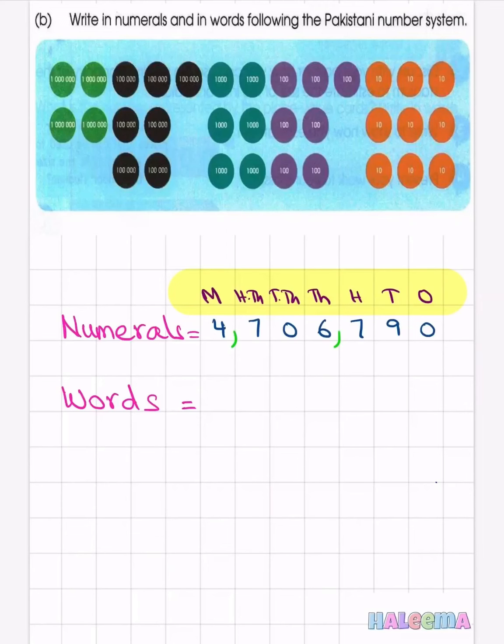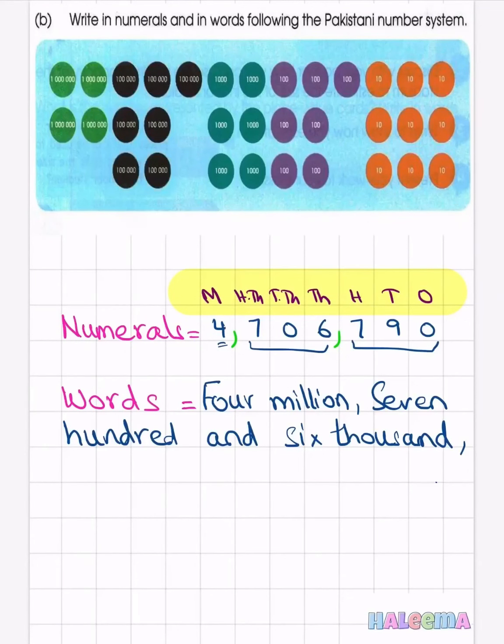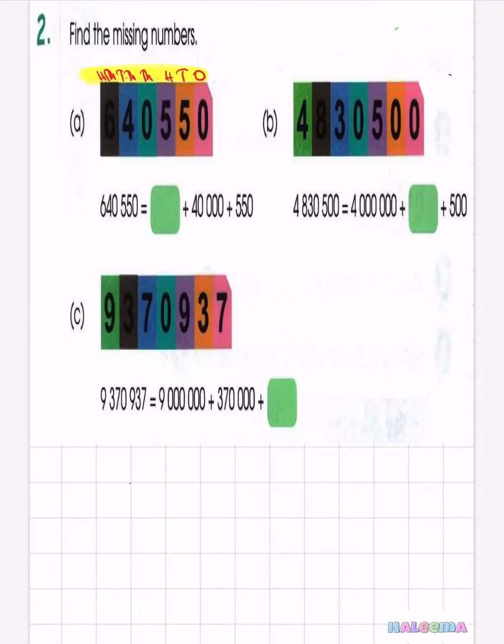We'll start off with 4. 4 million, comma, now part 700 and 90. That's it. The first thing that you need to remember is the place value chart, which I've already done here for you. Next, we'll divide the number into two parts.